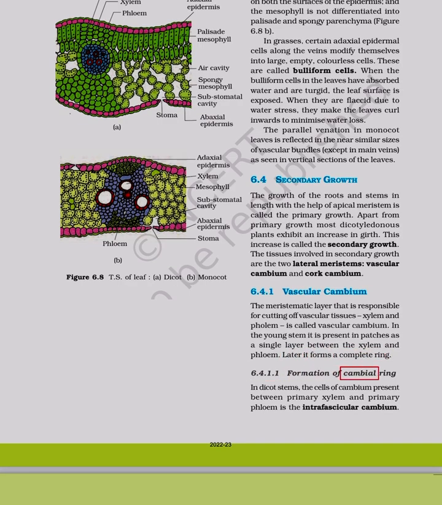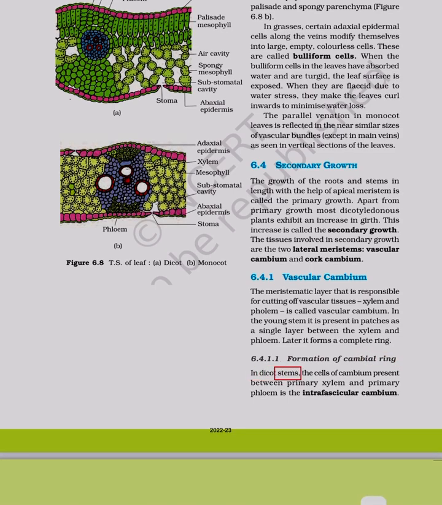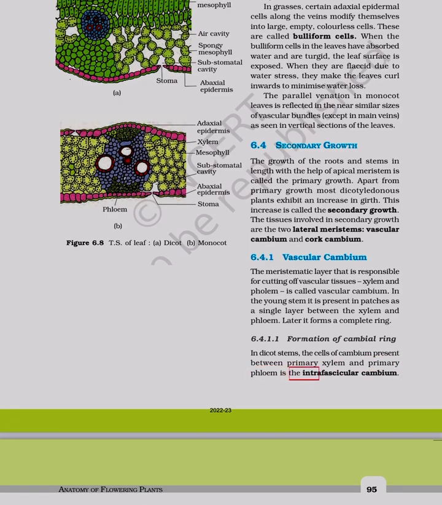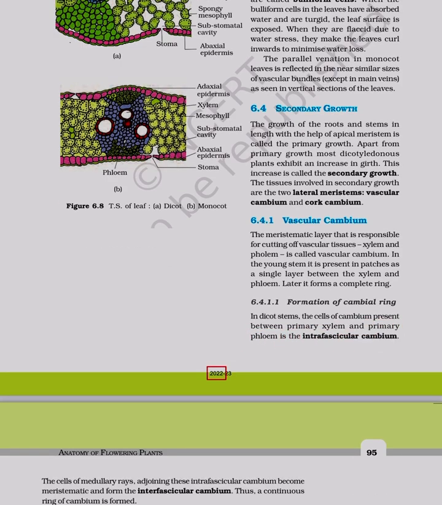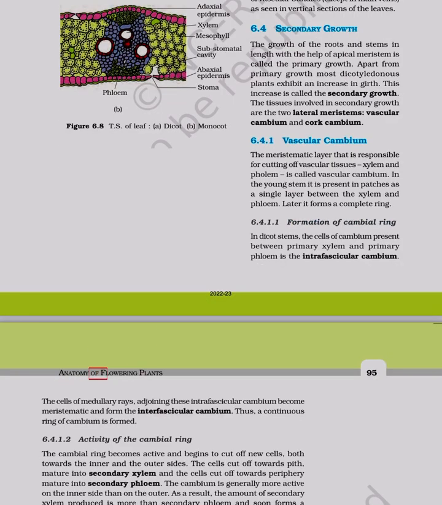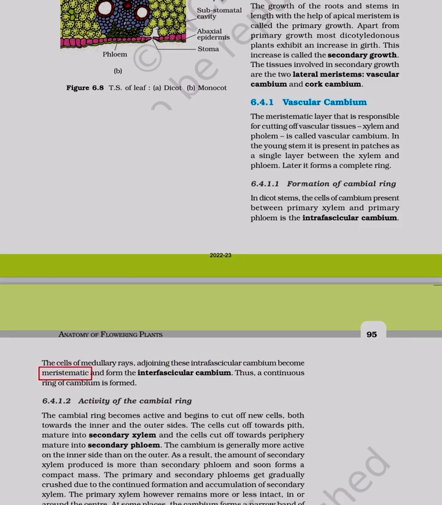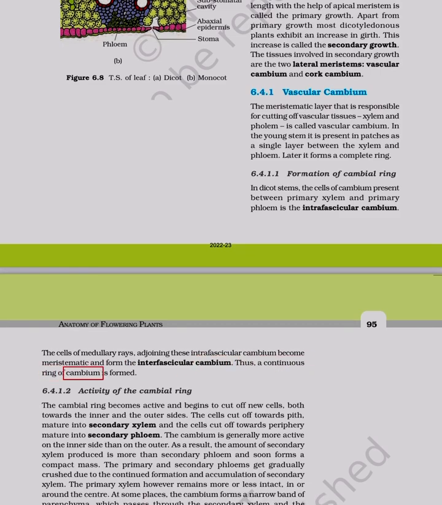Formation of cambial ring. In dicot stems, the cells of cambium present between primary xylem and primary phloem is the intrafascicular cambium. The cells of medullary rays adjoining these intrafascicular cambium become meristematic and form the interfascicular cambium. Thus, a continuous ring of cambium is formed.